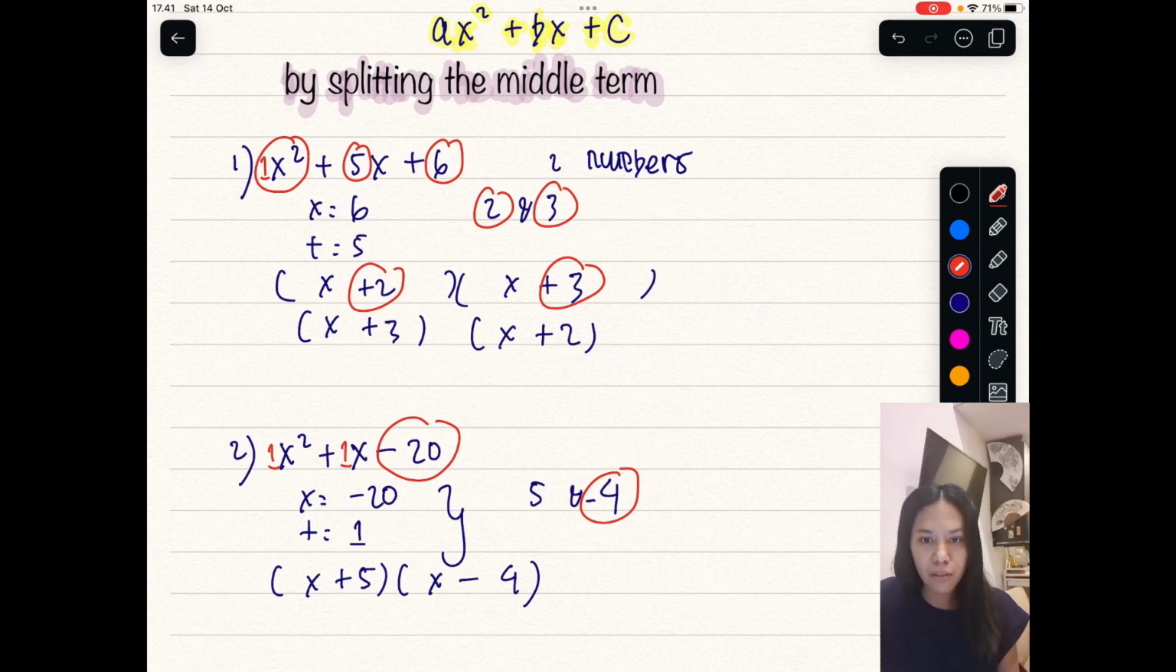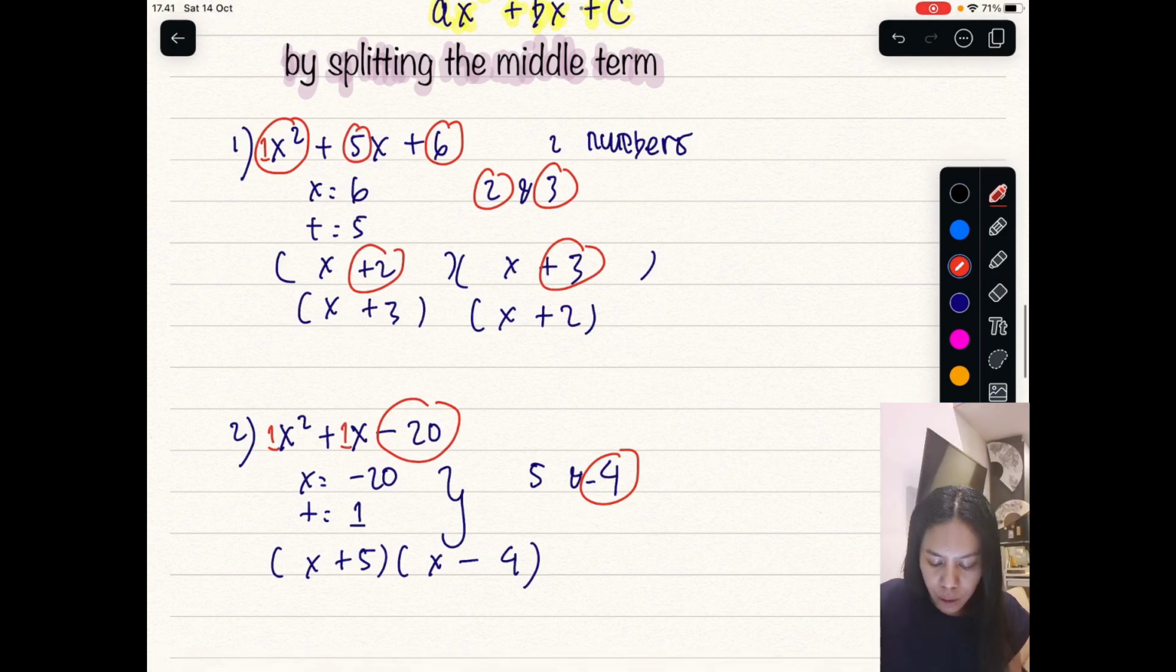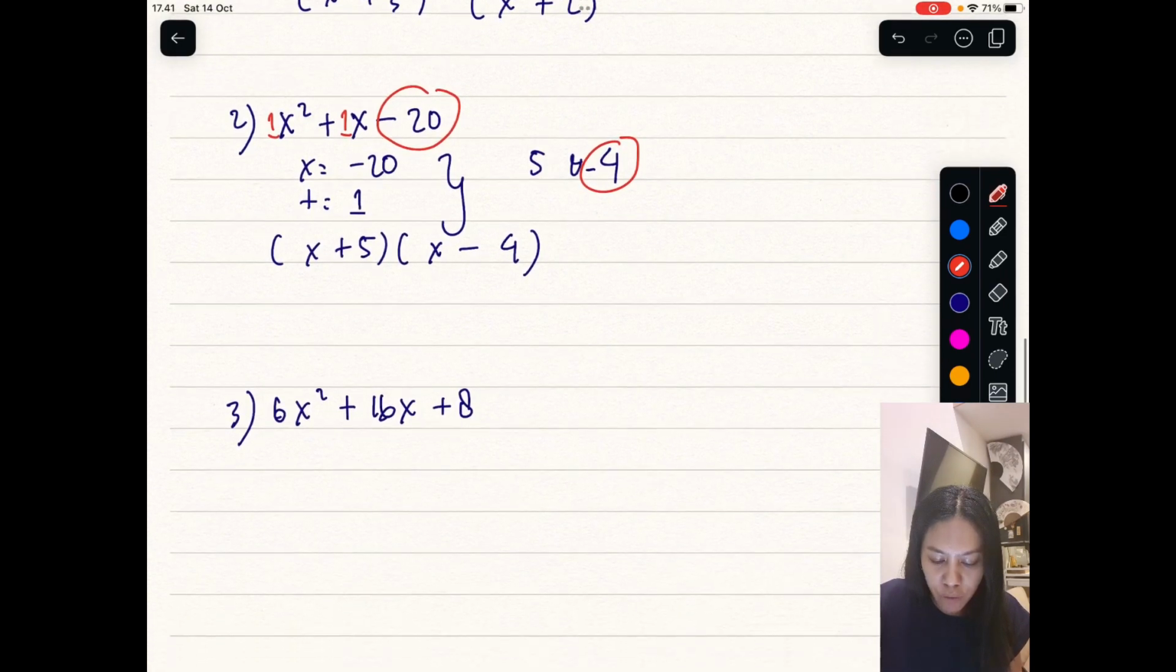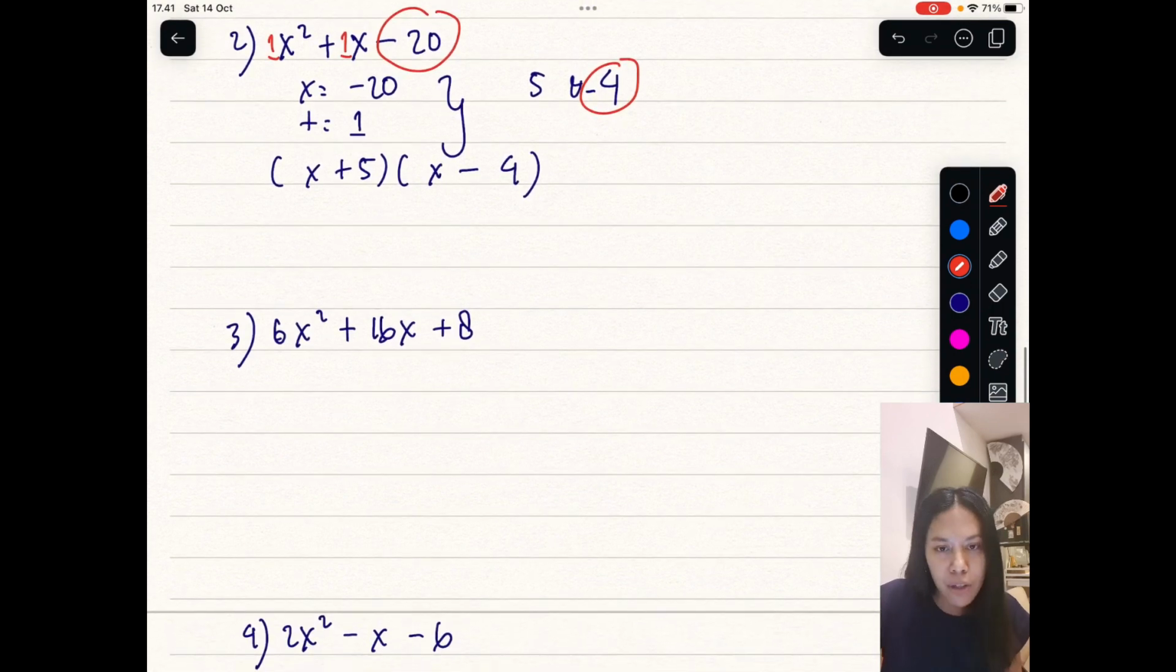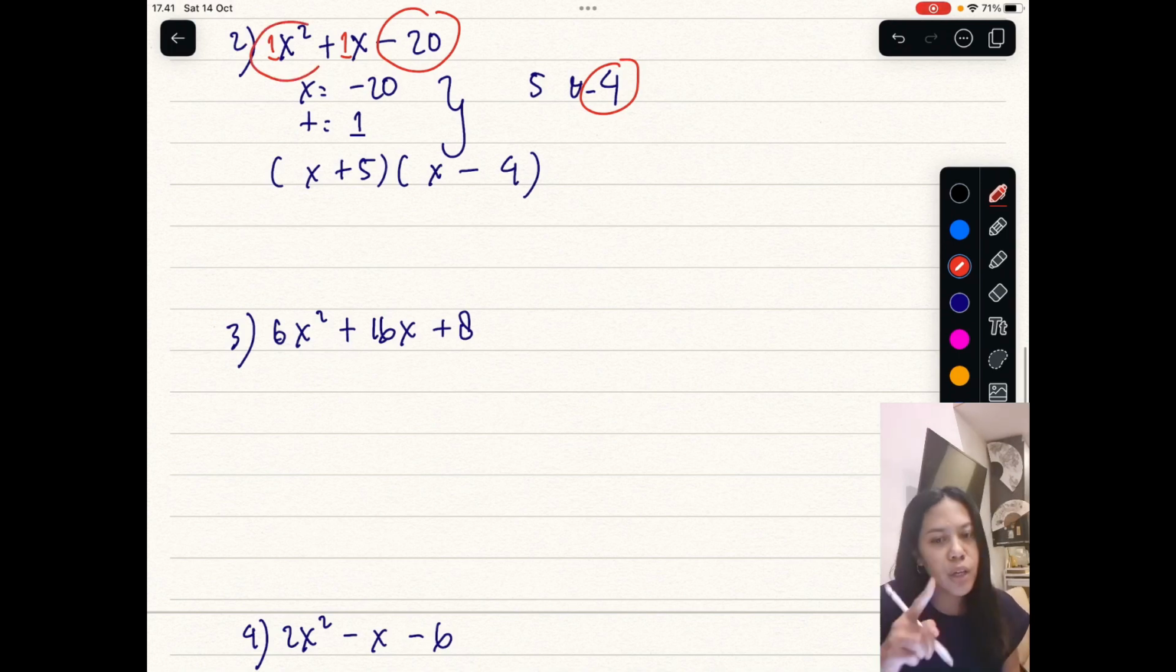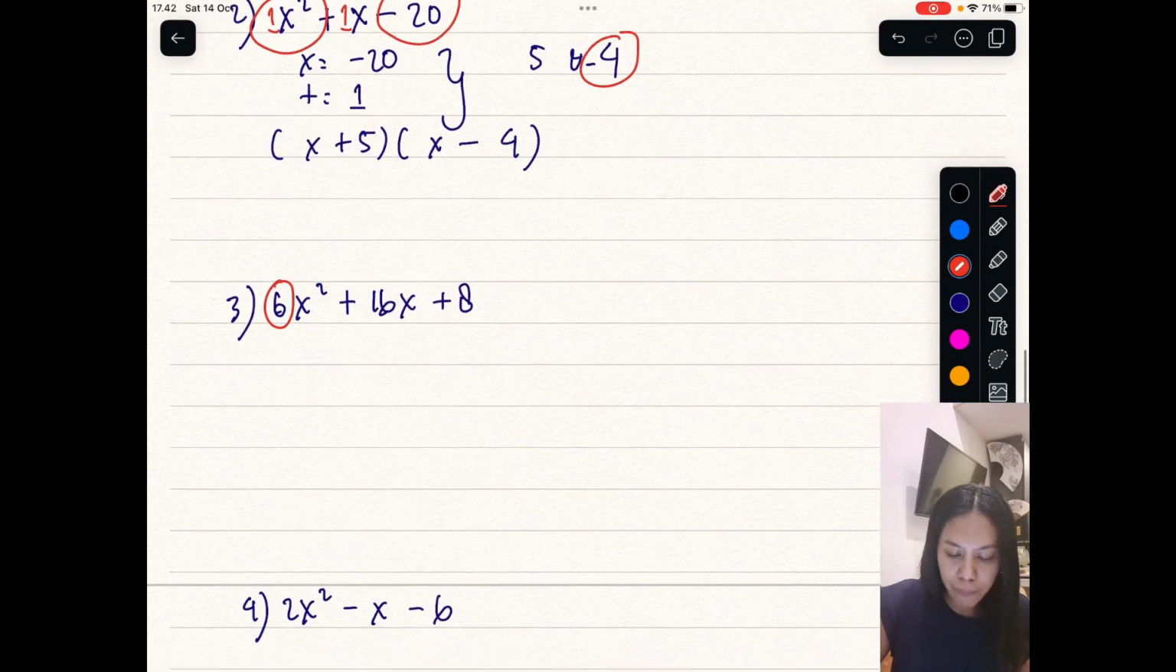Number 3 is a little bit different because the coefficient of the x squared, if you see, let's go up, is different to number 1 and number 2. In number 2, have a look, the coefficient of x squared is a 1, even though they didn't write the 1, there's an invisible 1 there. But for number 3, the coefficient of x squared is a 6. So we're going to do it a little bit differently to number 1 and number 2. Okay, so let's do it, yeah?